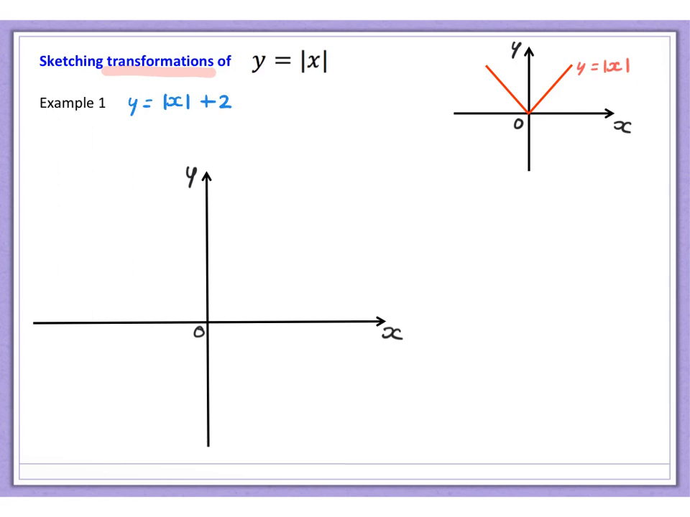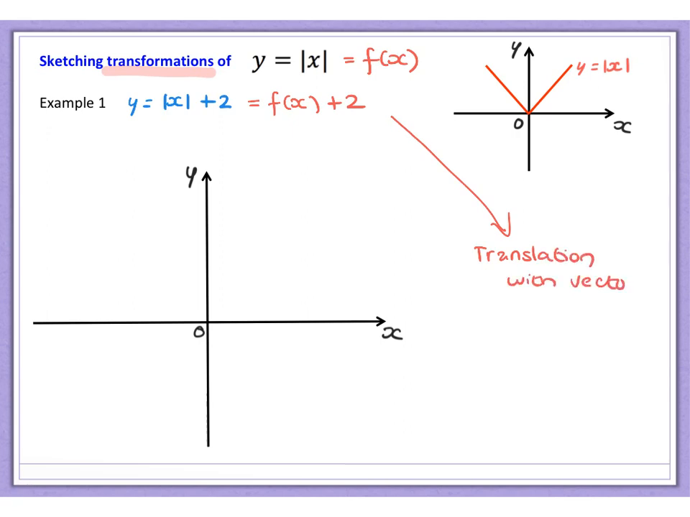Now, let's think about transformations. If our function y equals mod x is the original f of x, then what we're looking at is f of x plus 2. And having studied earlier transformations of functions, we should know very clearly that this is a translation with the vector of 0, 2, i.e. a shift 2 units upwards.